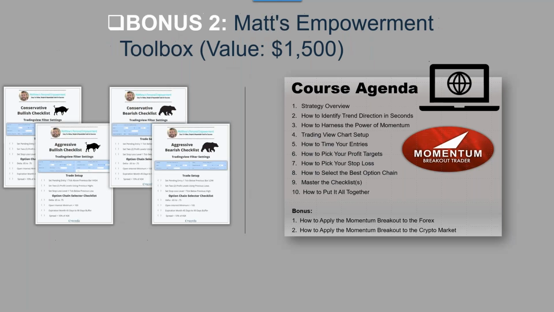I'm also going to include my toolbox. These are 2 of my favorite pieces of the toolbox. There's much more on the site. This is the agenda course that's available there. This is all included, all in the toolbox. This shows you how to identify trend, how to use the momentum, how to set up your charts, how to set up and find entries, pick your profit targets, and pick your stop losses. It's about 10.5, almost 11 hours of content in here.